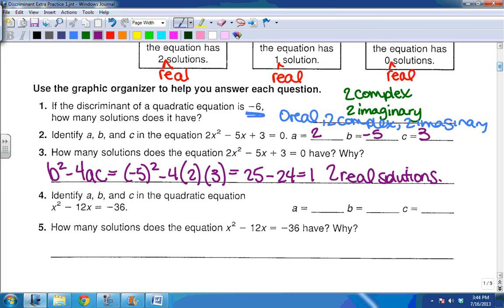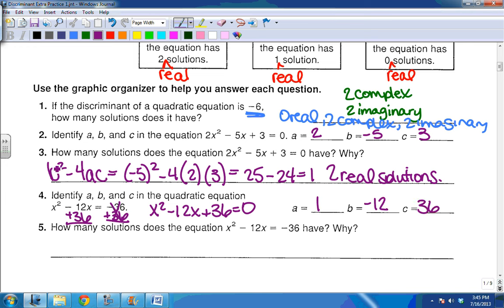In number 4, if you notice, you've got x squared minus 12x equals negative 36. Now, again, think back to your previous learning targets. It is equal to negative 36. I need to make it equal to 0 before I can calculate the discriminant, just like I had to make it equal to 0 before I could use a quadratic formula. So I need to add that 36 over. And because there's nothing to add it to on the left side, my new equation is x squared minus 12x plus 36 equals 0. That makes my A 1, B negative 12, and C 36.